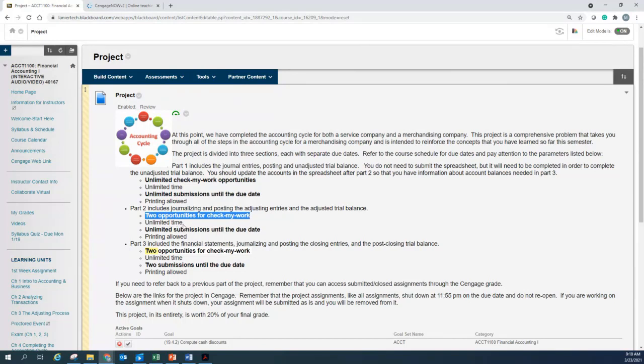That way you can see what you did right or wrong. But you also have unlimited time and unlimited submissions into the due date. So if you're not satisfied with your score, you can redo it and resubmit it for a better score. That's part 2. Part 3, again, you also have 2 opportunities to check my work. So you use that button only 2 times in total. Unlimited time, but only 2 submissions into the due date. All 3 parts combined are 20% of your final grade. Set aside time, approach it as if it's your exam.